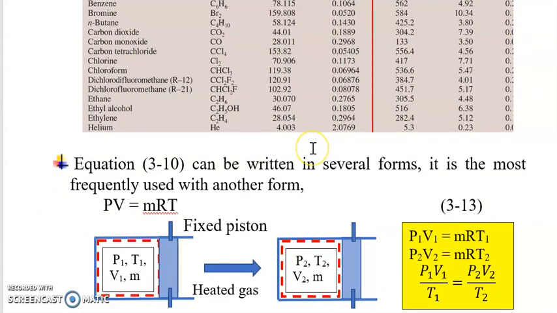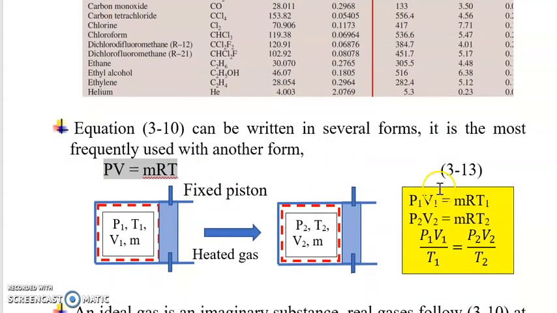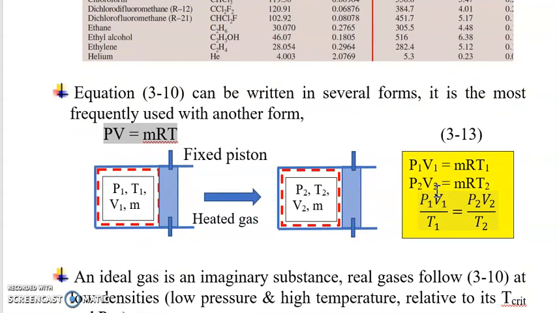Now from equation 3.10, PV = RT, it can be written in several forms, but the most frequently used one is this one, PV = mRT and Pv = RT, where v is the specific volume. So how do you use that equation? Let's say you have a piston-cylinder arrangement, but this time your piston is fixed. Whatever happens to the content, the piston cannot move. So you have an isochoric process.